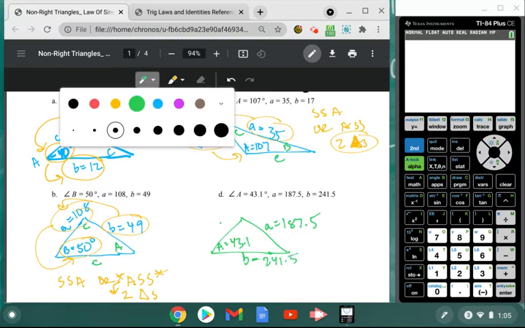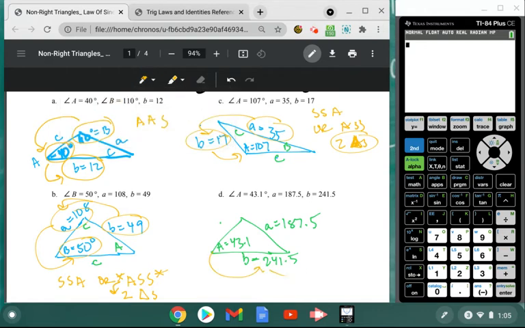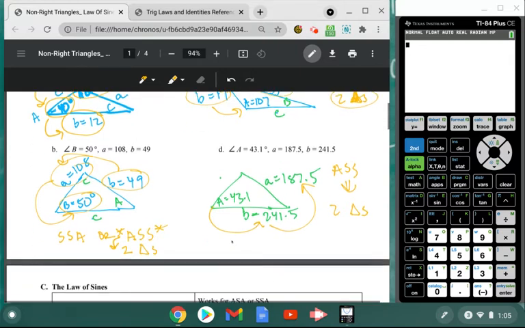241.5. And again, if I look at my labeling, I have an angle followed by a side, followed by a side. So this is again, angle side. Good way to remember that this gives me two possible triangles. And you'll see exactly what I mean by that as we start to work through some examples.